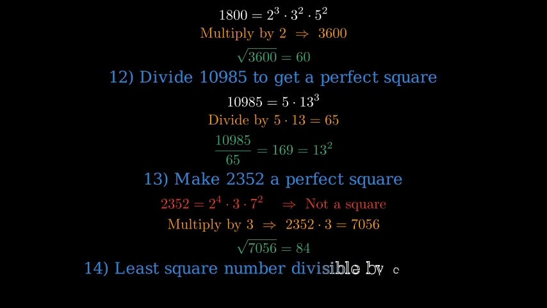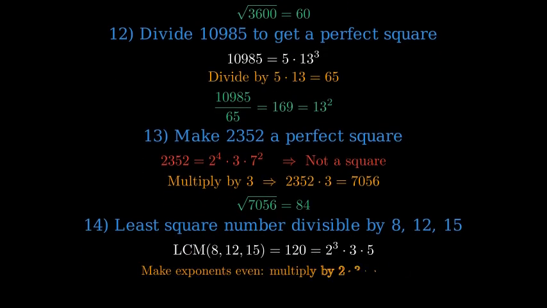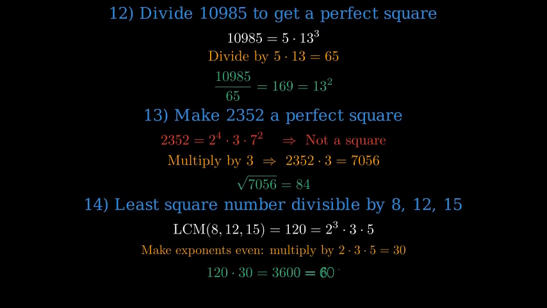Problem 14. Find the least square number divisible by 8, 12, and 15. Start with the least common multiple, which is 120 equals 2 cubed times 3 times 5. To be a perfect square, exponents must be even. Multiply by 2 times 3 times 5 to make the exponents even. The result is 3,600, which is 60 squared.